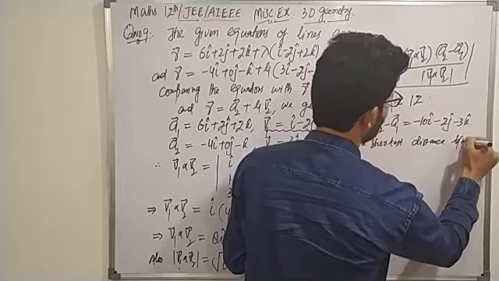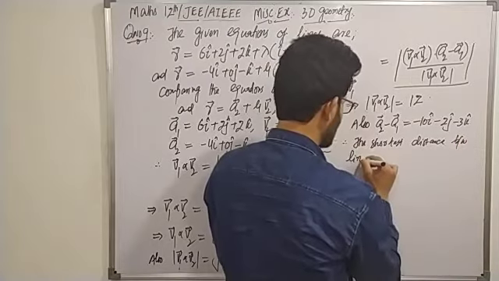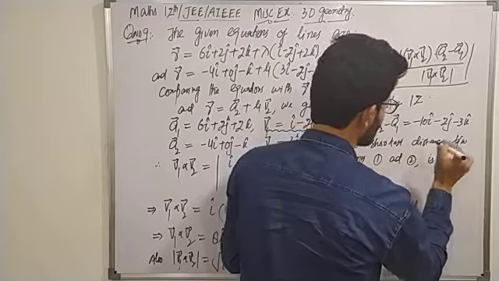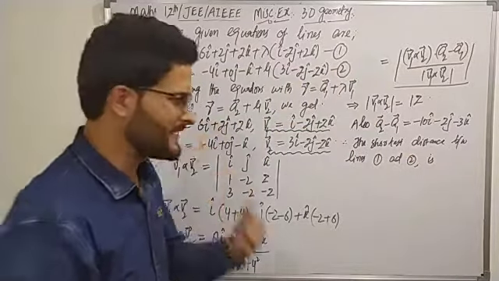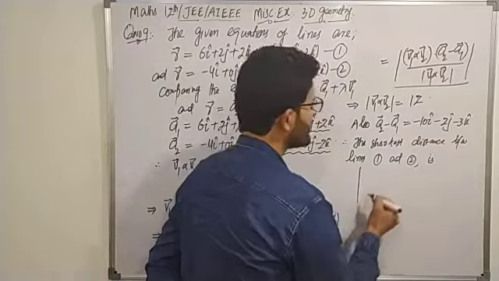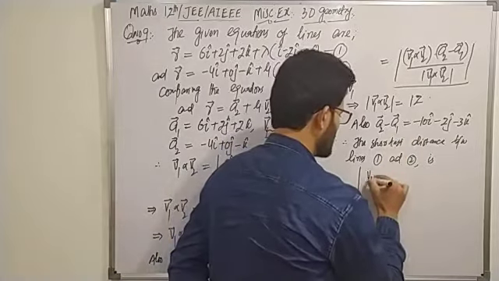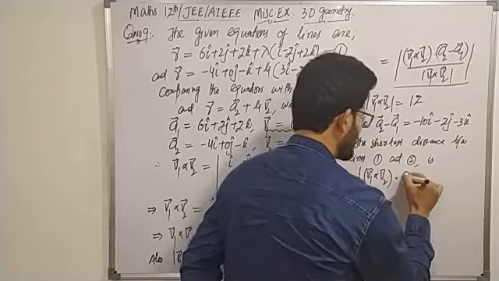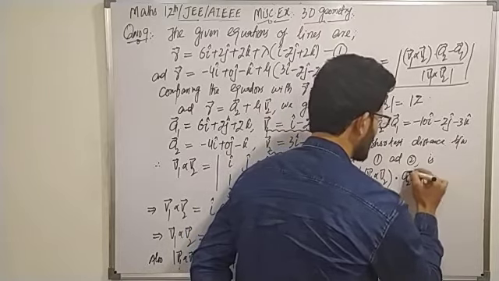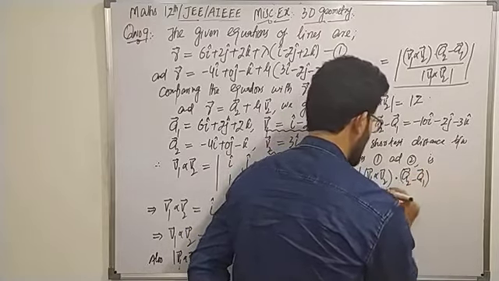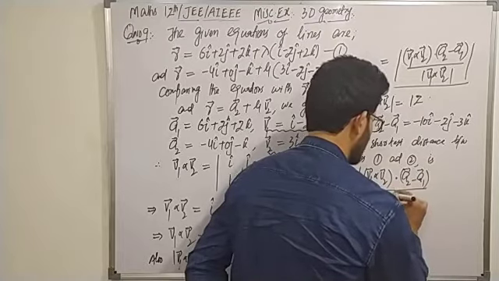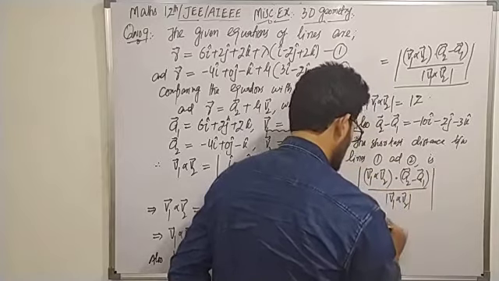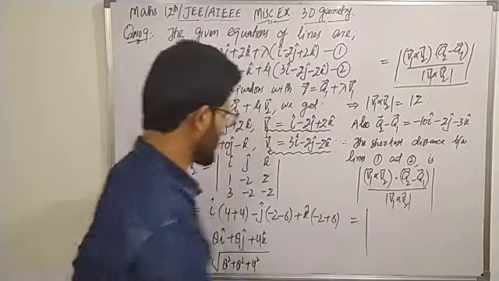between lines first and second is mod of V1 cross V2 dot A2 minus A1 divided by magnitude of V1 cross V2, and that's equal to mod of, what is V1 cross V2?